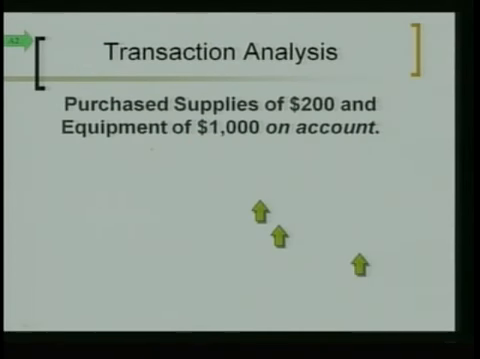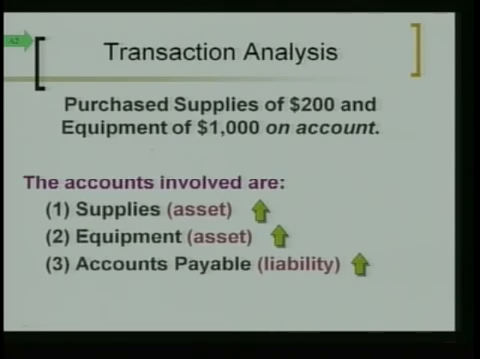All right, number 4. Let's look at another transaction. This time, the owner purchased supplies of $200 and equipment of $1,000 on account. And I said the owner, but I really meant the business. The business purchased supplies of $200 and equipment of $1,000 on account. What does it mean on account? Sometimes that's called on credit. That means we're just going to pay you later. We're going to take the assets and we'll pay you later. Okay? They trust us.